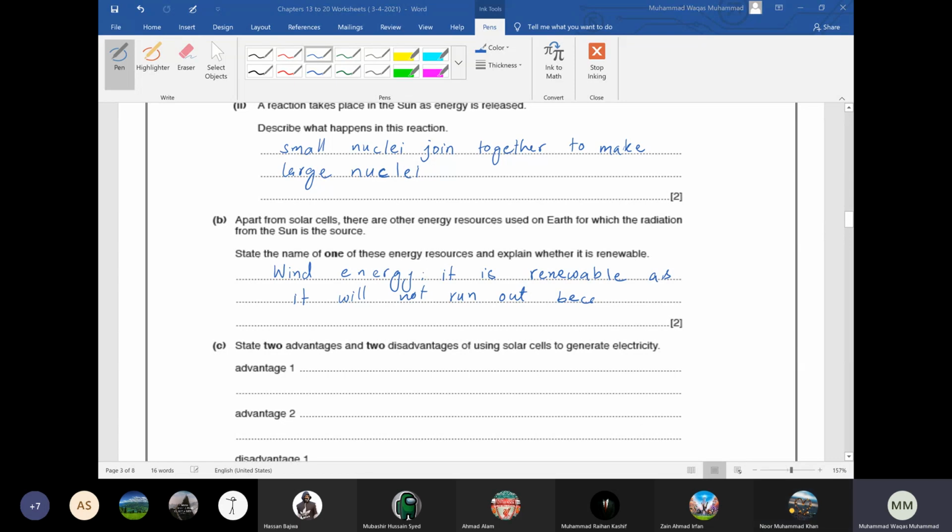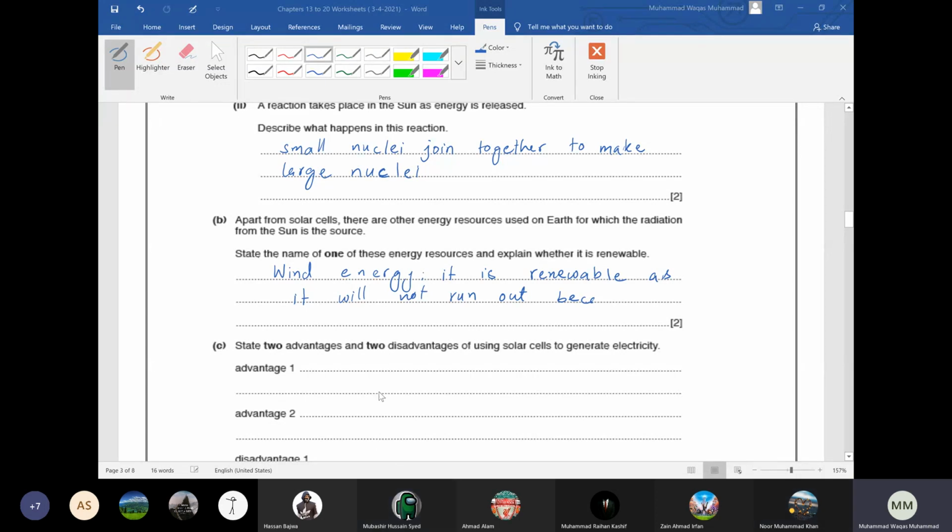Okay, next beta, state two advantages of using solar cells to generate electricity. Can anyone tell the advantages of using solar cells to generate electricity? Sir, it is renewable and for free. Okay, Shabash. And it can be built anywhere. Sir, it doesn't create any pollution. Yes, beta, one advantage you can write is it does not cause pollution, right?